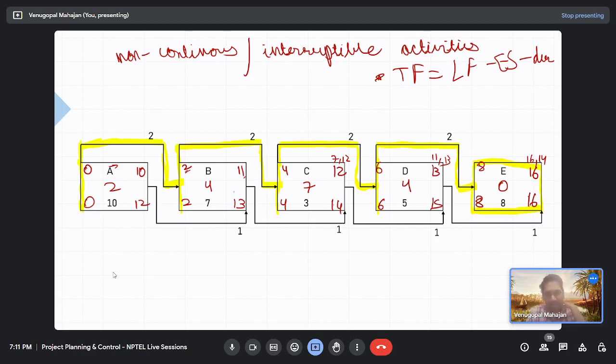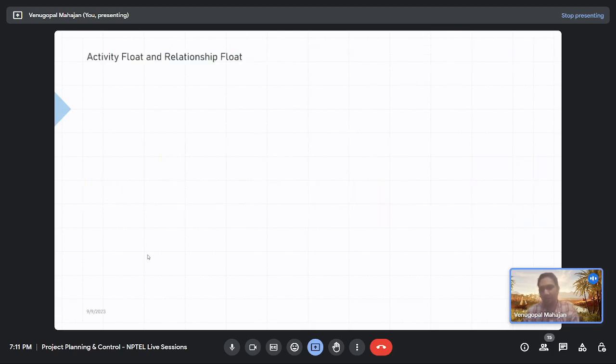This was a linear one where, just by looking at it, you would have calculated the duration as 41 days, right? 10 plus 2 plus 7 plus 2 plus 3 plus 2 plus 5 plus 2 plus 8, 41 days. But then, seeing all the relationships, you saw how it could change. Now let's have another. We saw one kind of float right now.